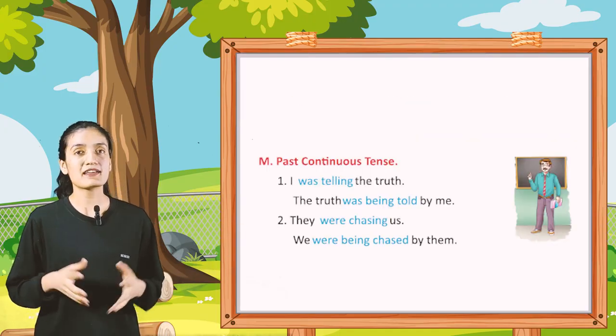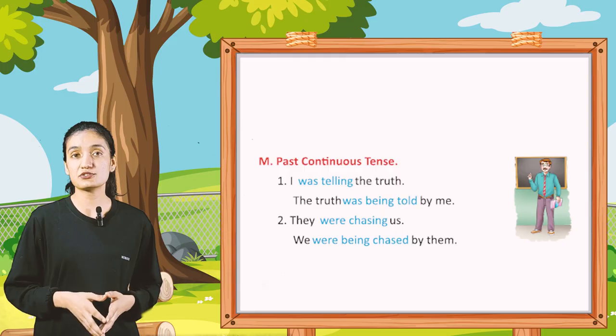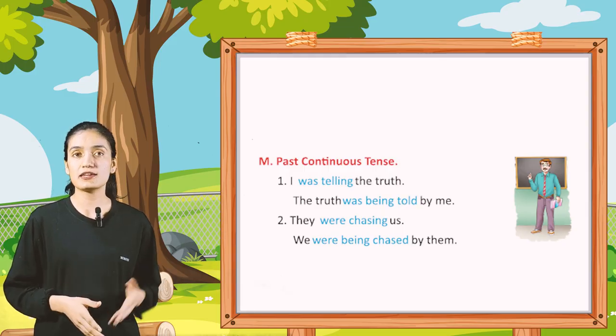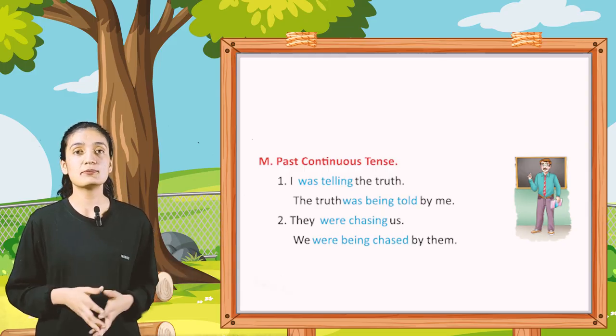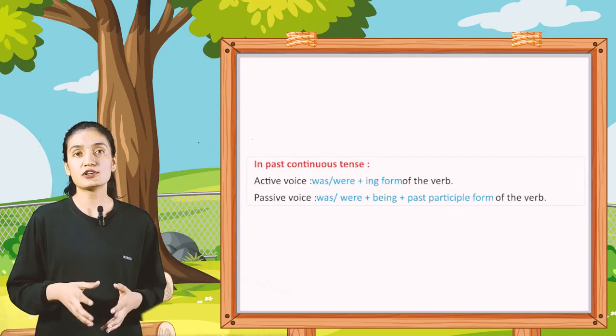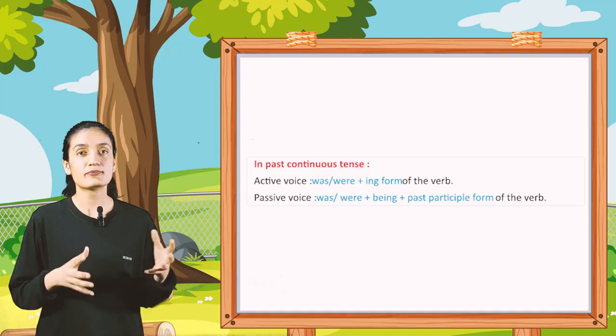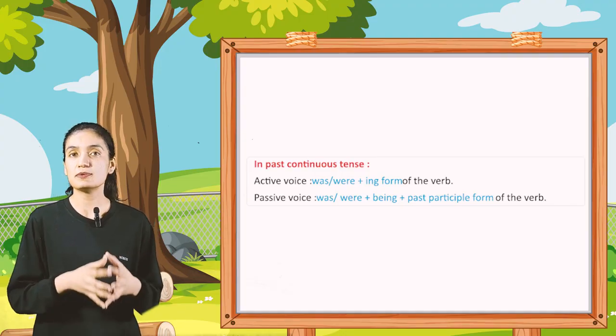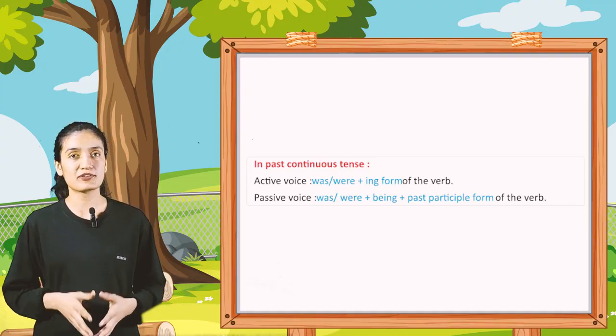Now M. Past continuous tense. I was telling the truth. The truth was being told by me. They were chasing us. We were being chased by them. In past continuous tense, active voice, was, were plus ing form of the verb. Passive voice, was, were plus being plus past participle form of the verb.